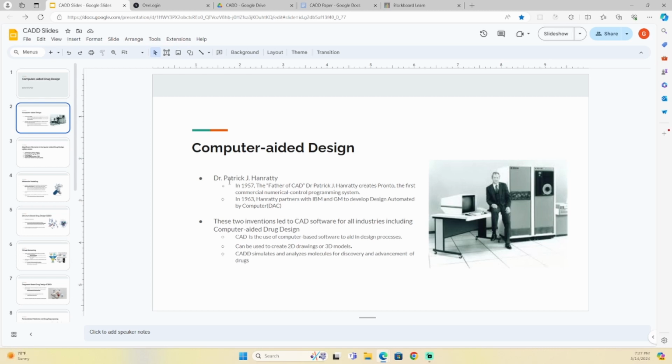Before we talk about computer-aided drug design, we have to talk about computer-aided design. And you cannot talk about that without talking about Dr. Patrick J. Hanratty. Dr. Hanratty is considered the father of CADD, and in 1957 he created Pronto, the first commercial numerical control programming system. Six years later, in 1963, Hanratty partnered with IBM and GM to develop Design Automated by Computer, or DAC. These two inventions led to CAD software for all industries, including computer-aided drug design.